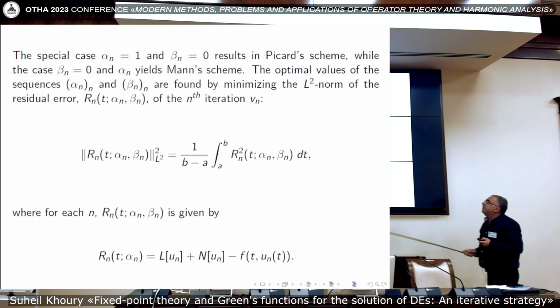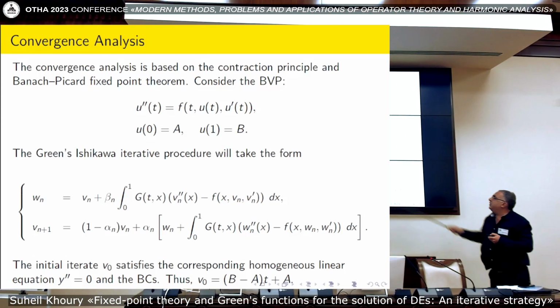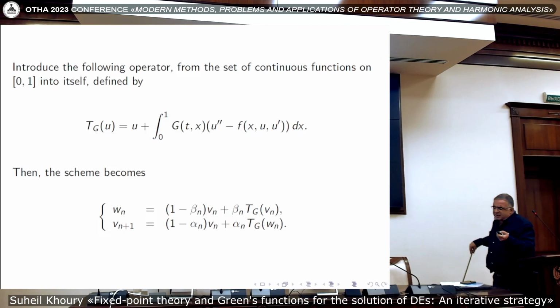So it's a surface, and it worked very nicely for this class of second order problems. The tough part is how to determine alpha n and beta n. There is a lack of theory till now. We don't know which values of alpha n and beta n are optimal, except that we found them by minimizing the L2 norm, but this is not good enough. Of course, whenever you use an iterative method, you have to show convergence.